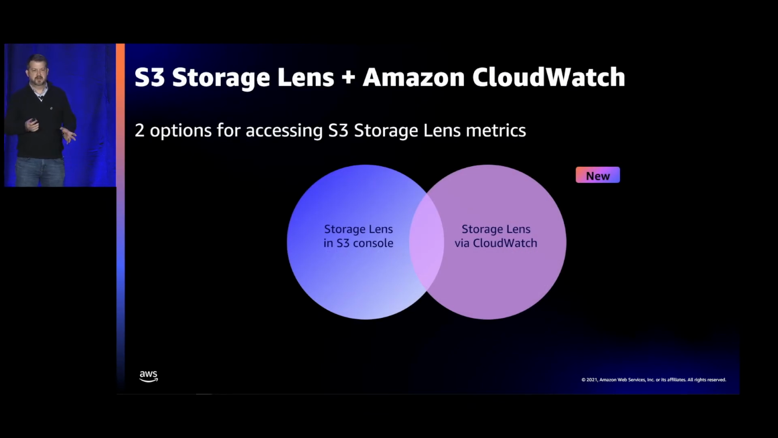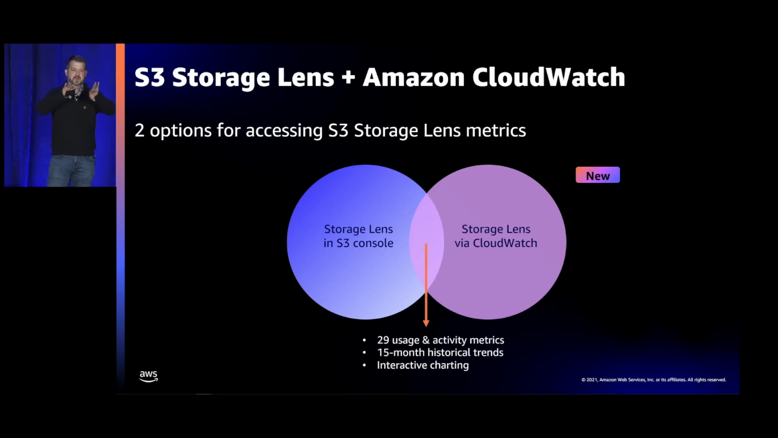So let's break down some of the advantages of the two different ways that you can now access StorageLens metrics. On the left-hand side, you have the StorageLens console experience, and on the right-hand side, you have the StorageLens CloudWatch option that's just becoming available. For the overlapping piece in the middle, on both sides, you have access to all 29 usage and activity metrics from StorageLens. You have 15 months of historical data, and you have some form of interactive charting.